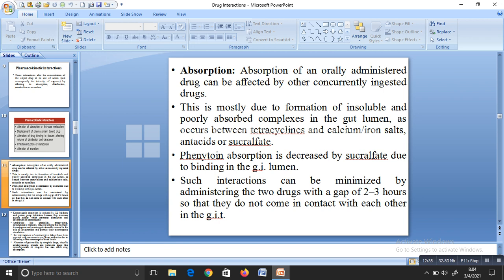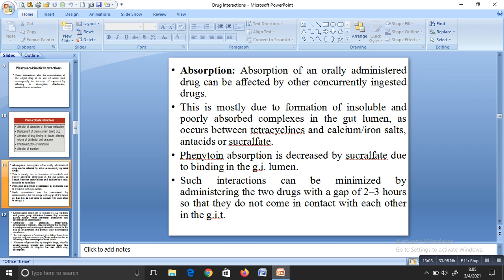How we can minimize this drug interaction is by administering the drugs with a gap of 2 to 3 hours. So the first drug you have to take, then give a gap of 2 to 3 hours, and after that you can take the other drug. So the drug interaction which occurs because of absorption can be minimized by taking the drugs at an interval of 2 to 3 hours so that they will not come in contact with each other.